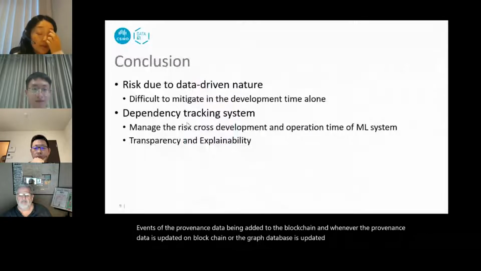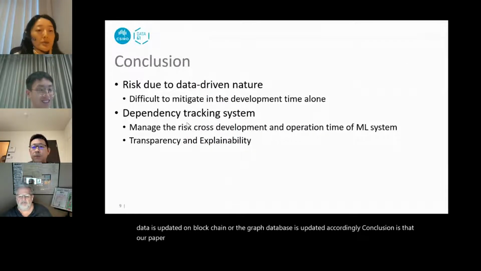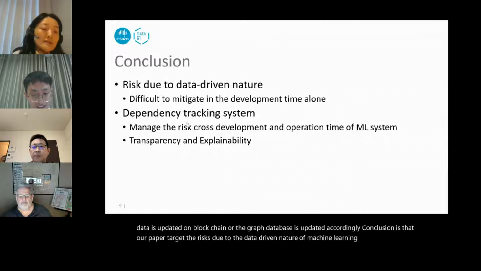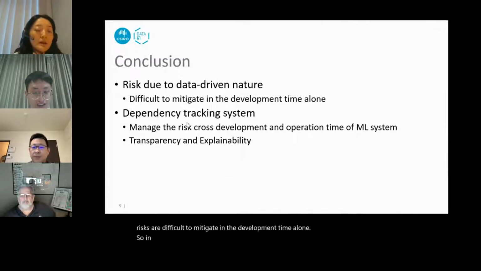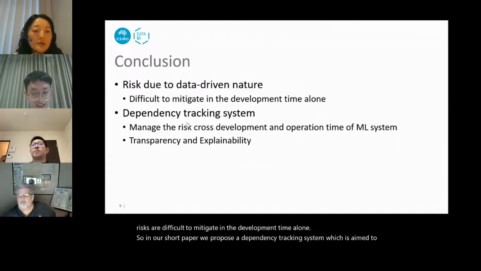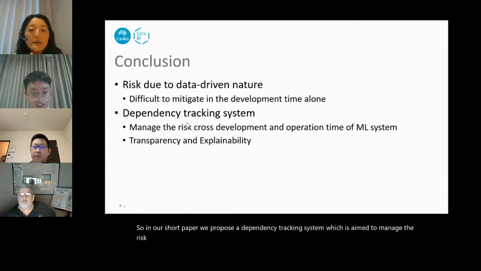The conclusion is that our paper targets the risks due to the data-driven nature of machine learning systems. Those risks are difficult to mitigate in development time alone. So in our short paper, we propose a dependency tracking system, which is aimed to manage the risk across development time and operation time for machine learning systems.